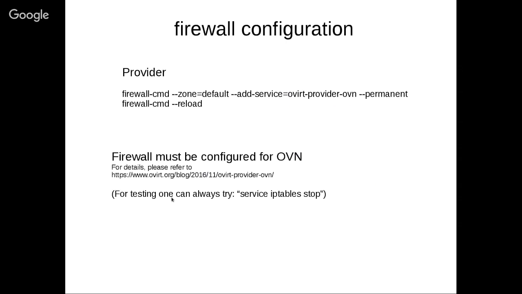The firewall configuration. First, you need to configure the firewall for OVN. The details are described in the blog, the link to which is listed below. For testing, you can always disable the firewall. For the provider, you will also need to open some ports in the firewall. A firewall service is prepared for this. To enable it, please add the ovirt-provider-ovn service to the firewall configuration on your system.